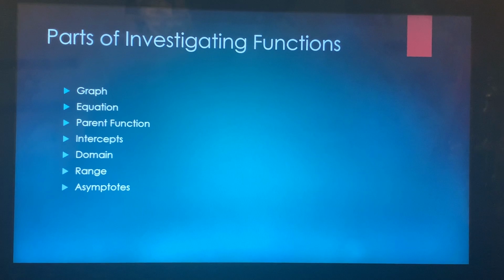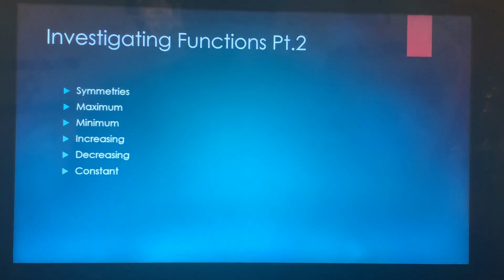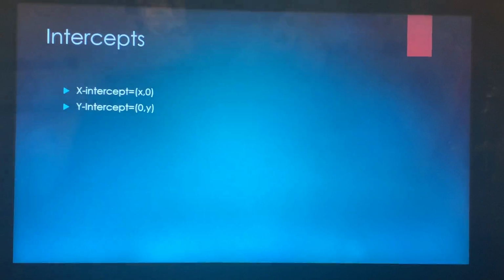Now, the 3 you already know are the graph, how it's written out in the Cartesian plane, the equation, the function of x that models it, and the parent function, which if you don't know about those, please go check out my video. Now there are also intercepts, domain and range, asymptotes, symmetries, maximum, minimum, when it's increasing, when it's decreasing, and when it's constant.